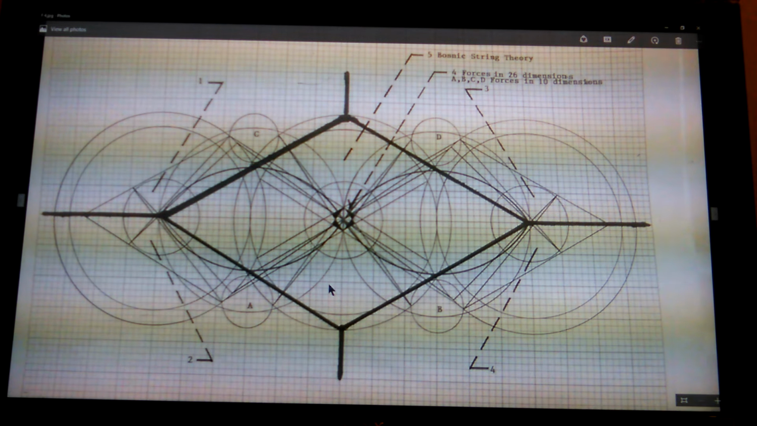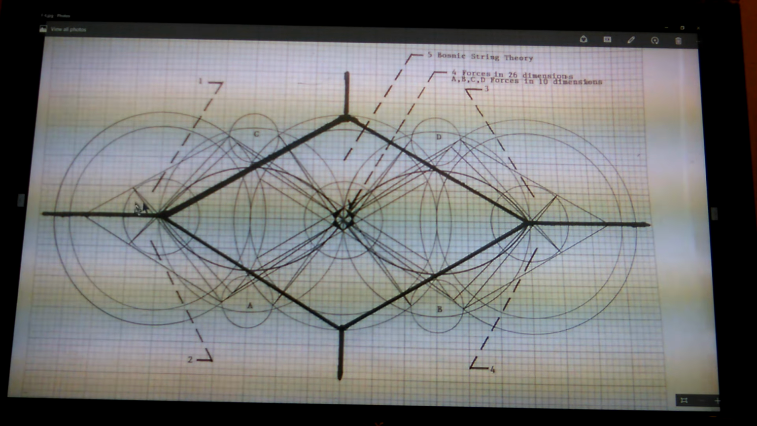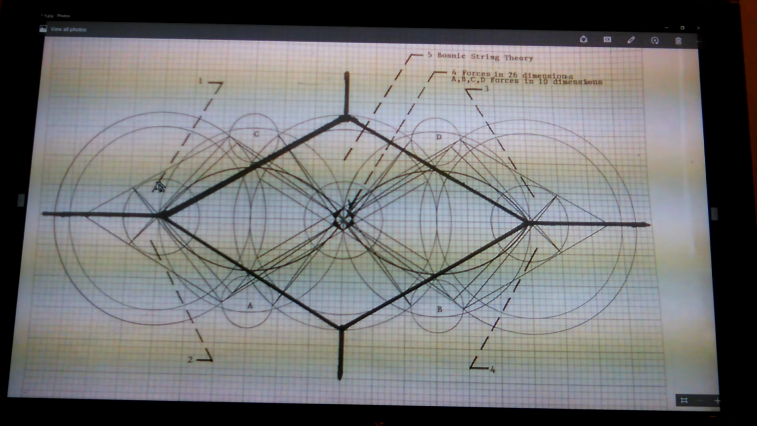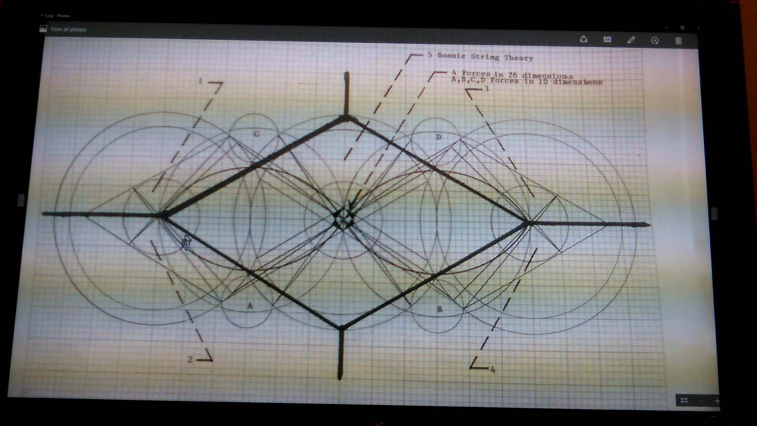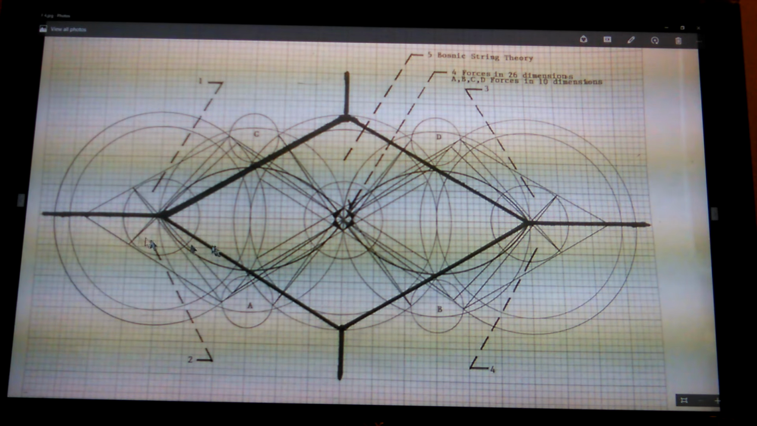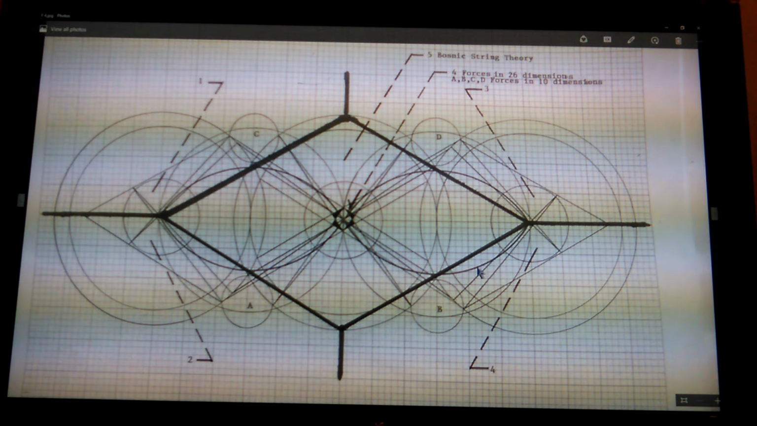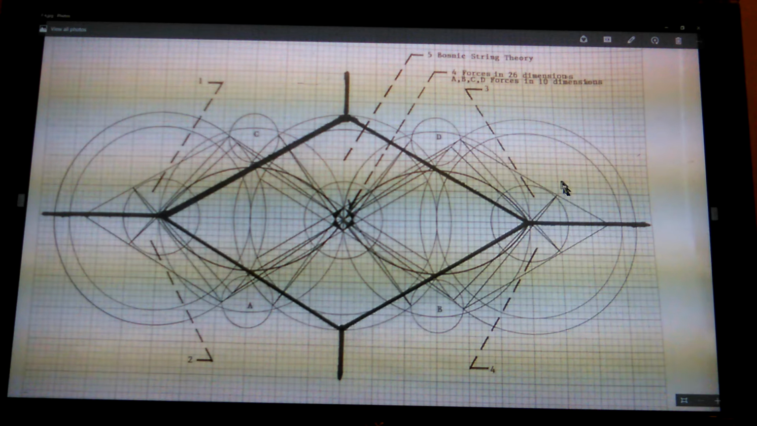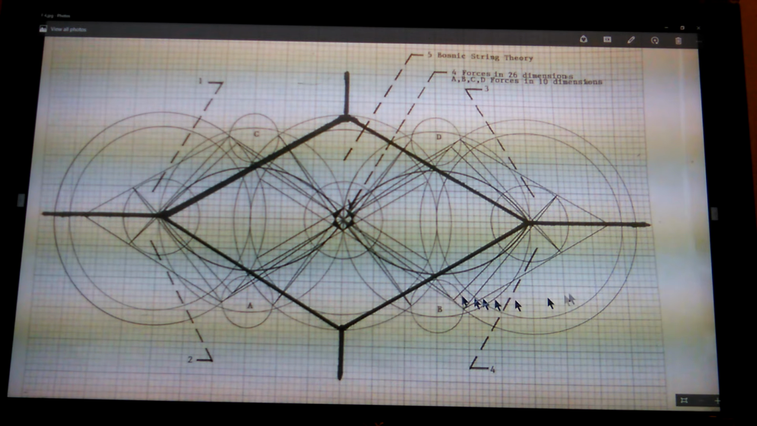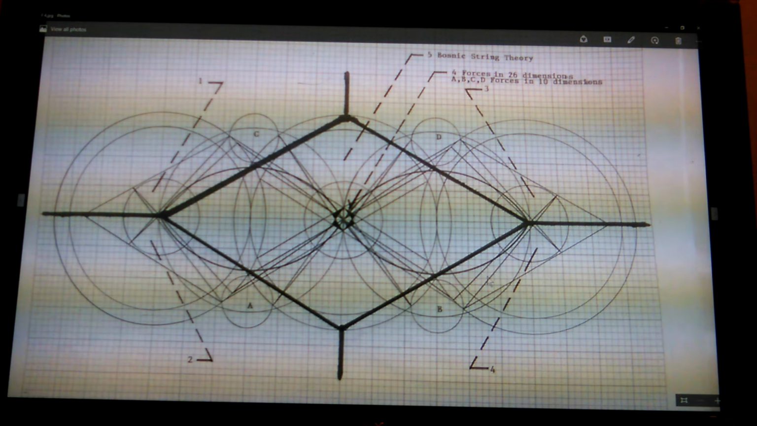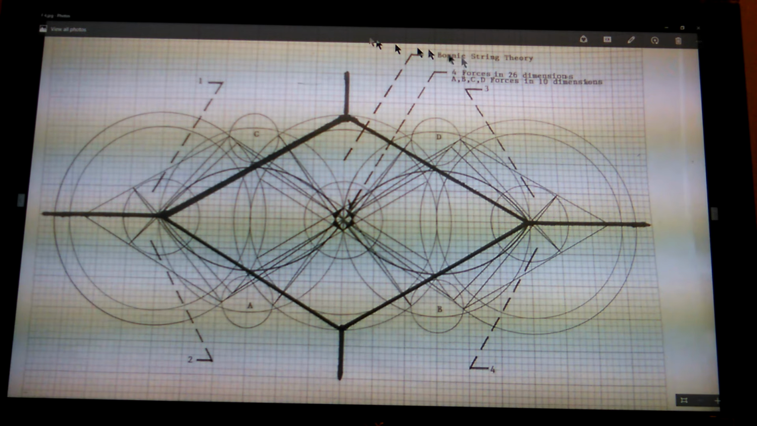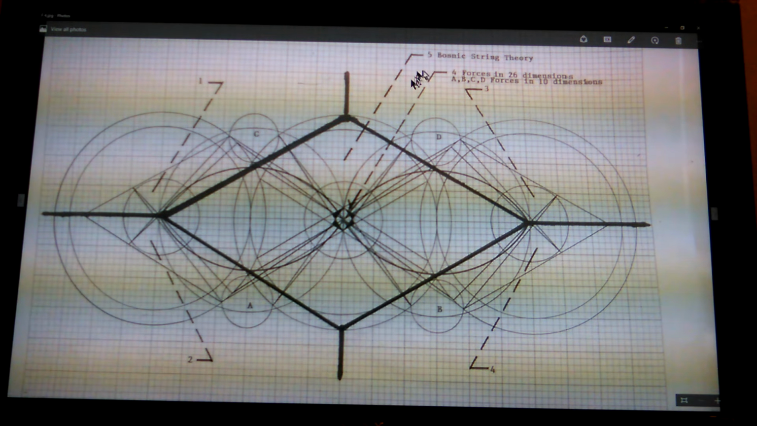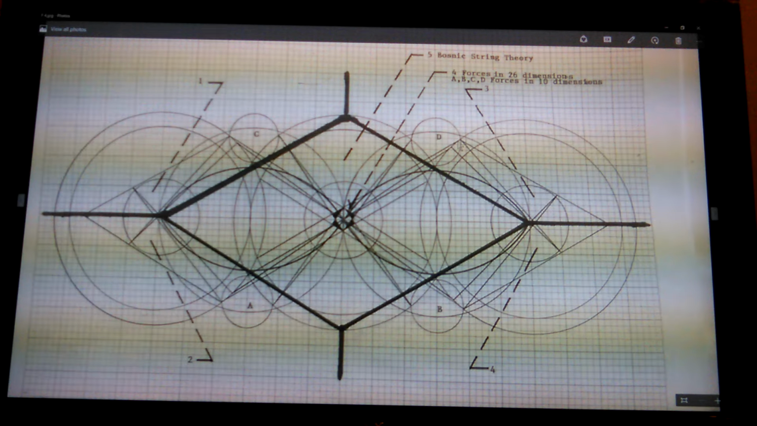So we have 4 different string theories. This is one theory looking at just this section. We have another string theory looking at just this part of the universe. We have another field here looking at just this part, and another field looking at just this part. So that's how we have these 4 different main string theories with a 5th Bosonic string theory.